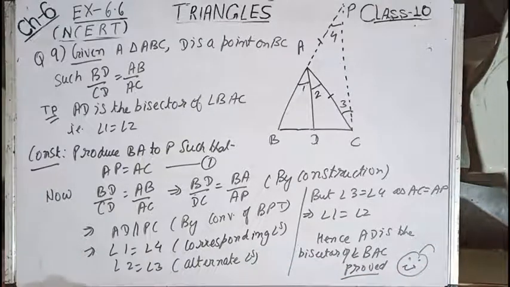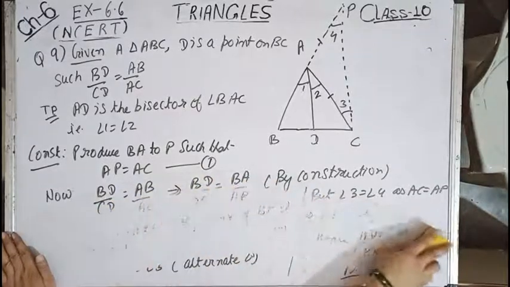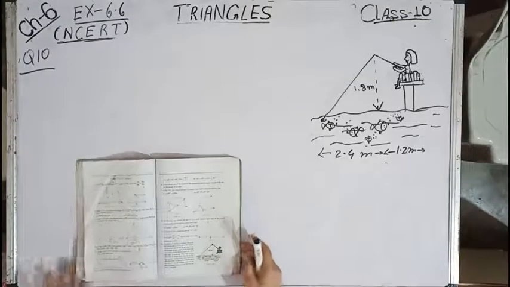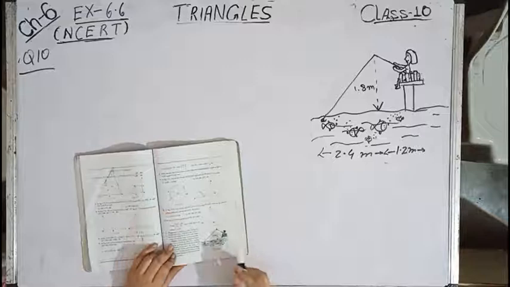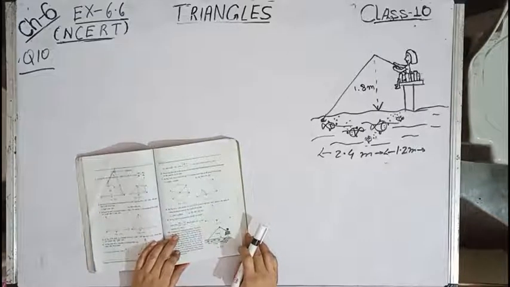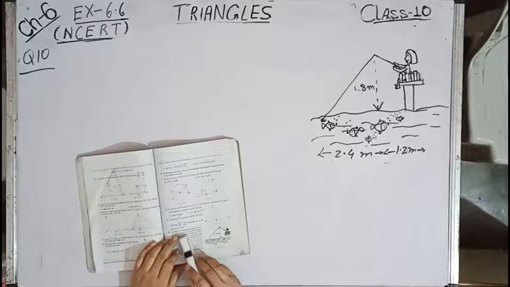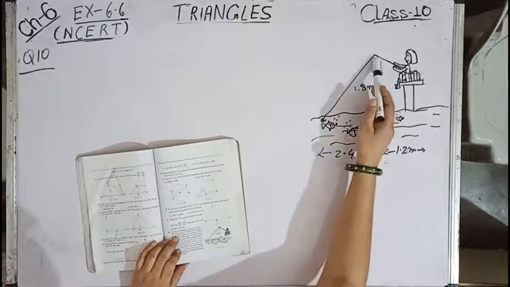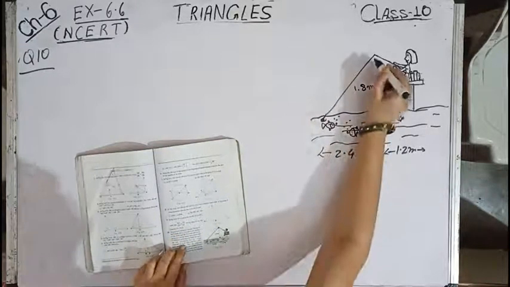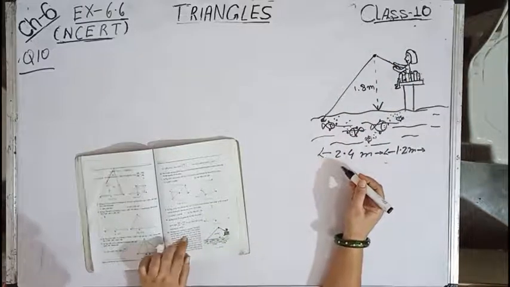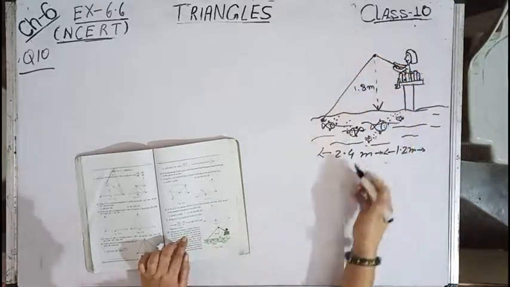Let us move to the last question of this exercise, that is question number 10. Now the last question of this exercise 6.6, that is question number 10. I am reading the question, you also keep the book with you. The question is saying that a girl Nazima is fly fishing in a stream. The tip of her fishing rod is 1.8 meter above the surface of the water. So this distance is 1.8 meter.